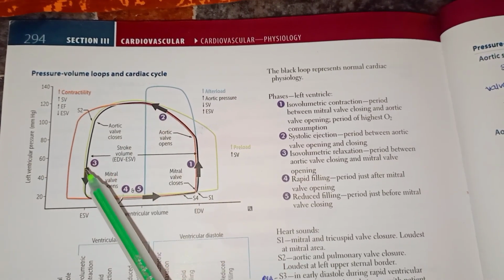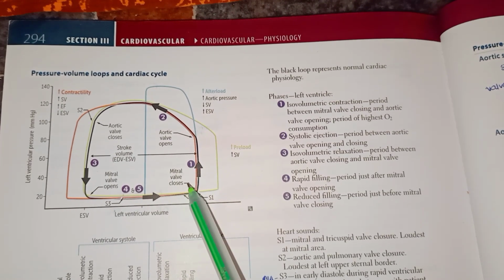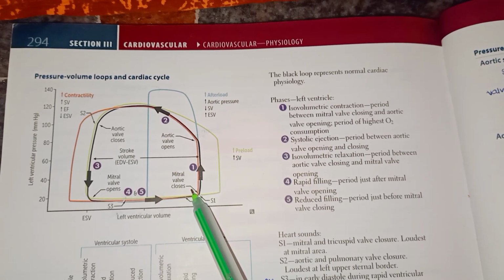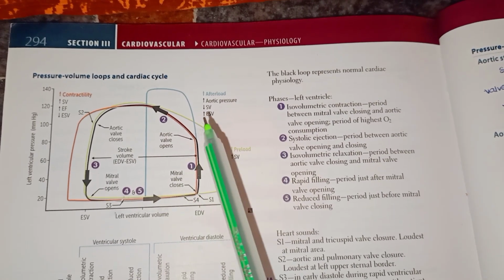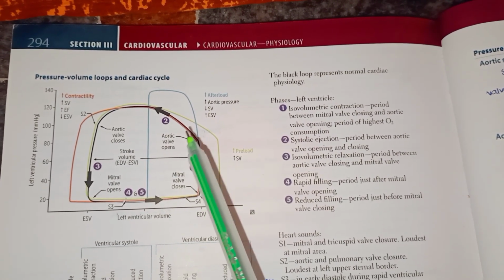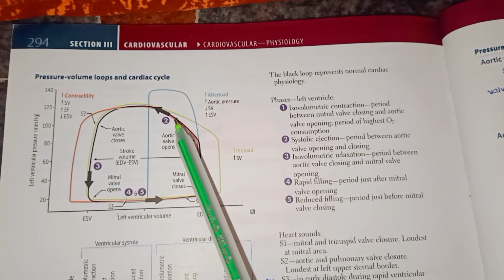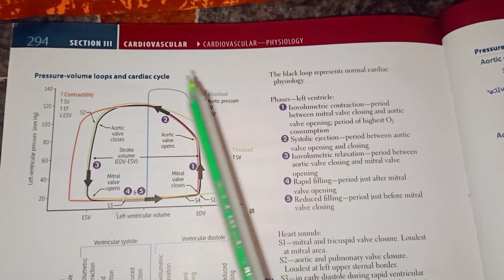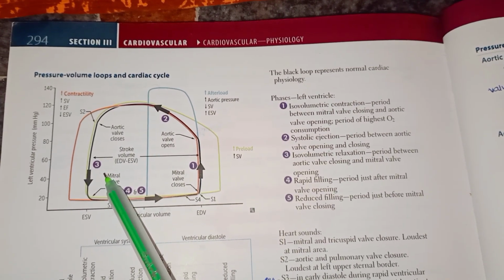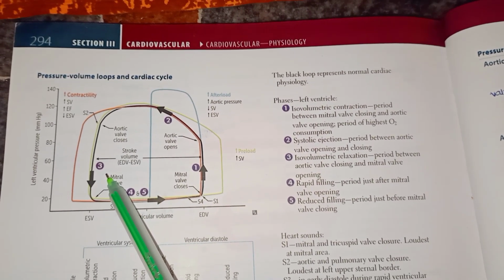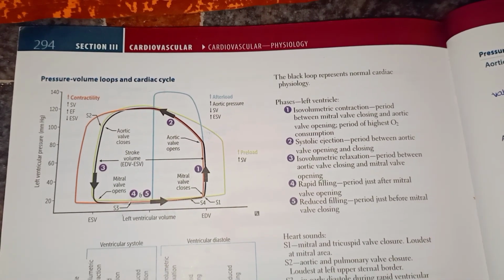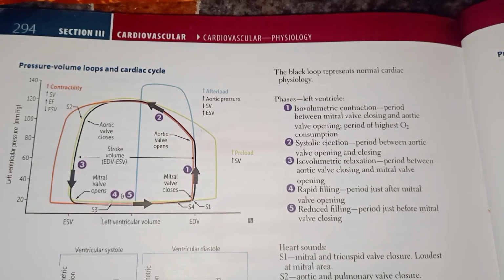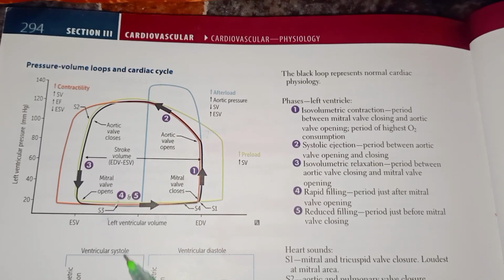You can remember it like this: in the first point the mitral valve closes because it is isovolumetric contraction. The mitral valve closes and the left ventricle is contracting, getting ready to eject the blood out. In the second step the aortic valve opens and the blood is ejected out, and in the third step there is isovolumetric relaxation, where the aortic valve is closing and the mitral valve is opening.